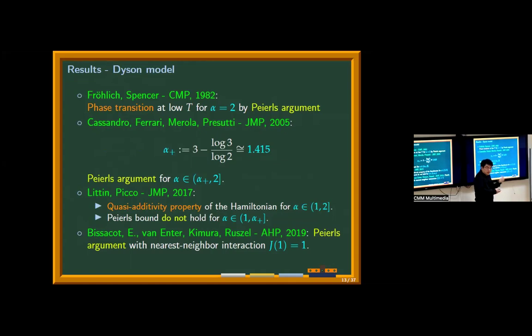So it's quite natural to ask, well, is it possible to really control other alphas, outside of this region? Later, people showed two things. It is possible to have some kind of additivity, not really additive, some bound that we call quasi-additivity of the Hamiltonian. I'm going to give the formula later, okay? For any alpha between one and two. But more than that, they also showed that by using the same notion of contour by Cassandro, Ferrari, Merola, and Presutti, it's not possible to control the Peierls bounds outside of this region. That basically says we cannot use that contour; it's impossible. If you want to use contour arguments for any alpha between one and two outside of this region, we should create a new notion of contour, and it's still an open problem. We don't know.